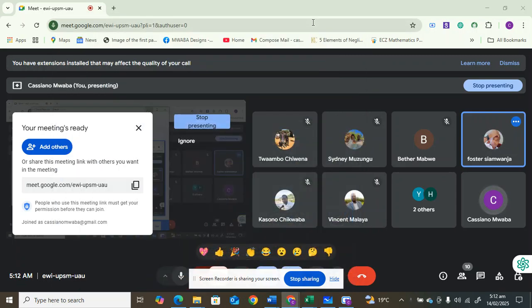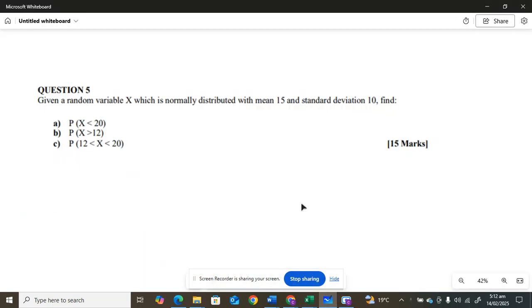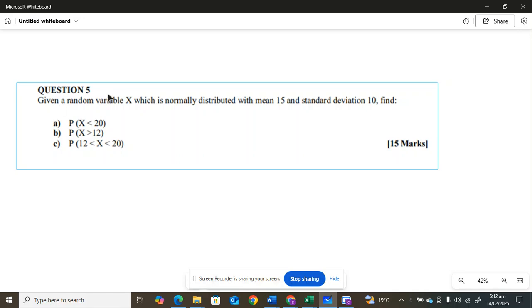Okay, wonderful. All right, so given a random variable x, which is normally distributed with a mean of 15, the standard deviation, find P(X less than 20), P(X greater than 12), P(X between 12 and 20).